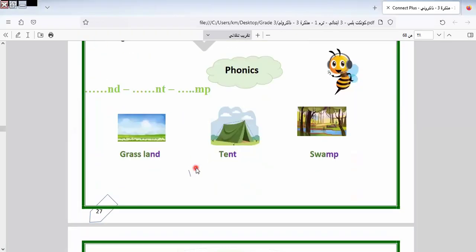Here we have phonics. We know some phonics here. Let's read it together. Here we have grass, land, tent, swamp. We have grass, land, tent, and swamp. Okay. Let's go to another one.